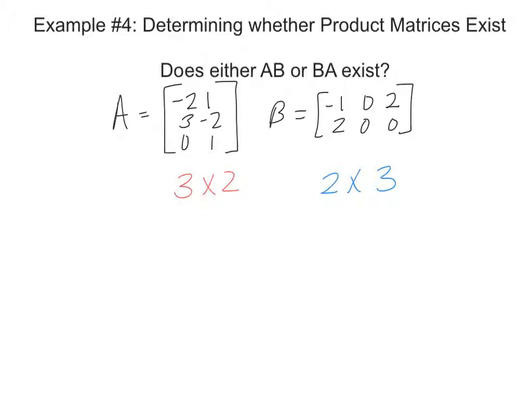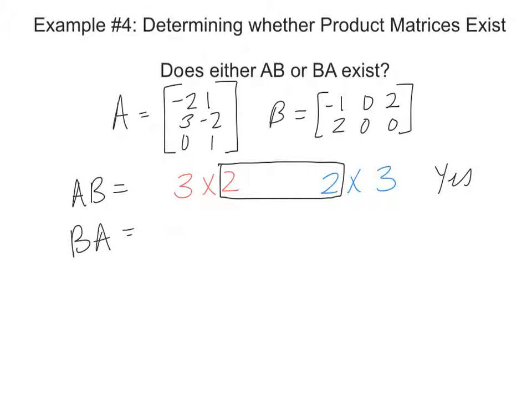To determine whether products of matrices exist, the two middle terms have to be the same. If they are the same, then you can multiply the matrices. If not, then you can't. So in this case, we can multiply A times B, but to multiply B times A, for this one it's yes.